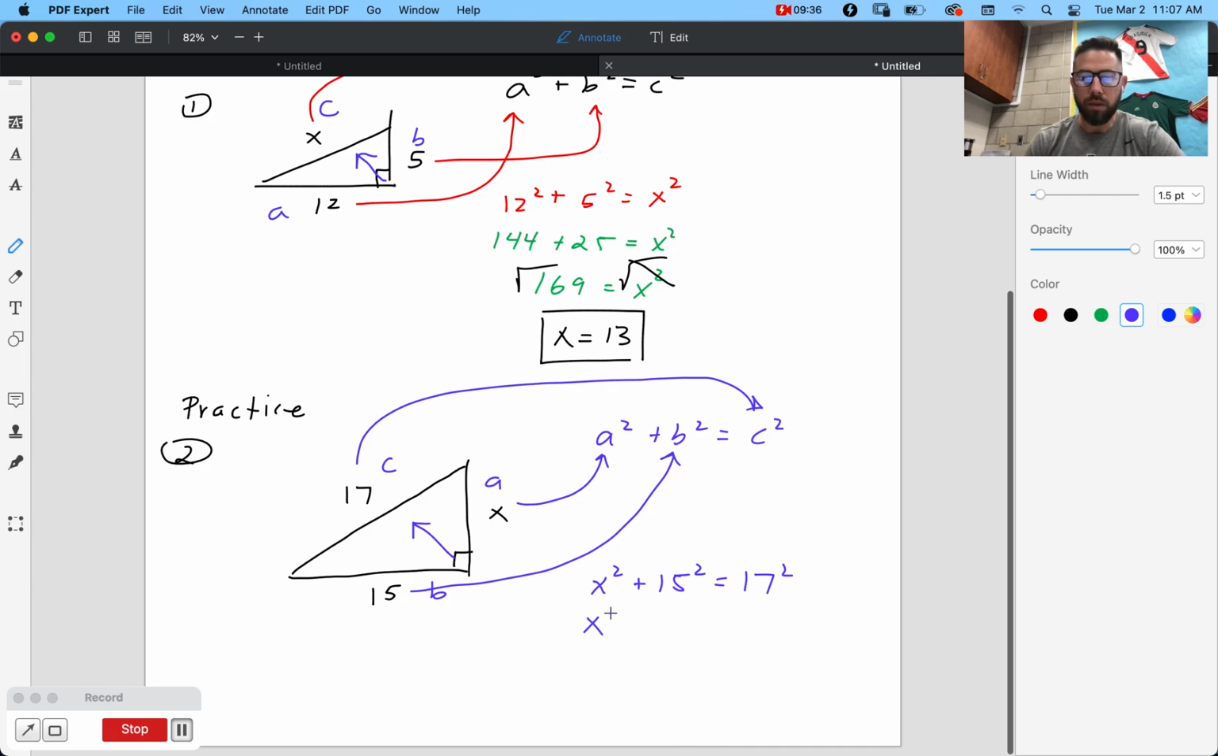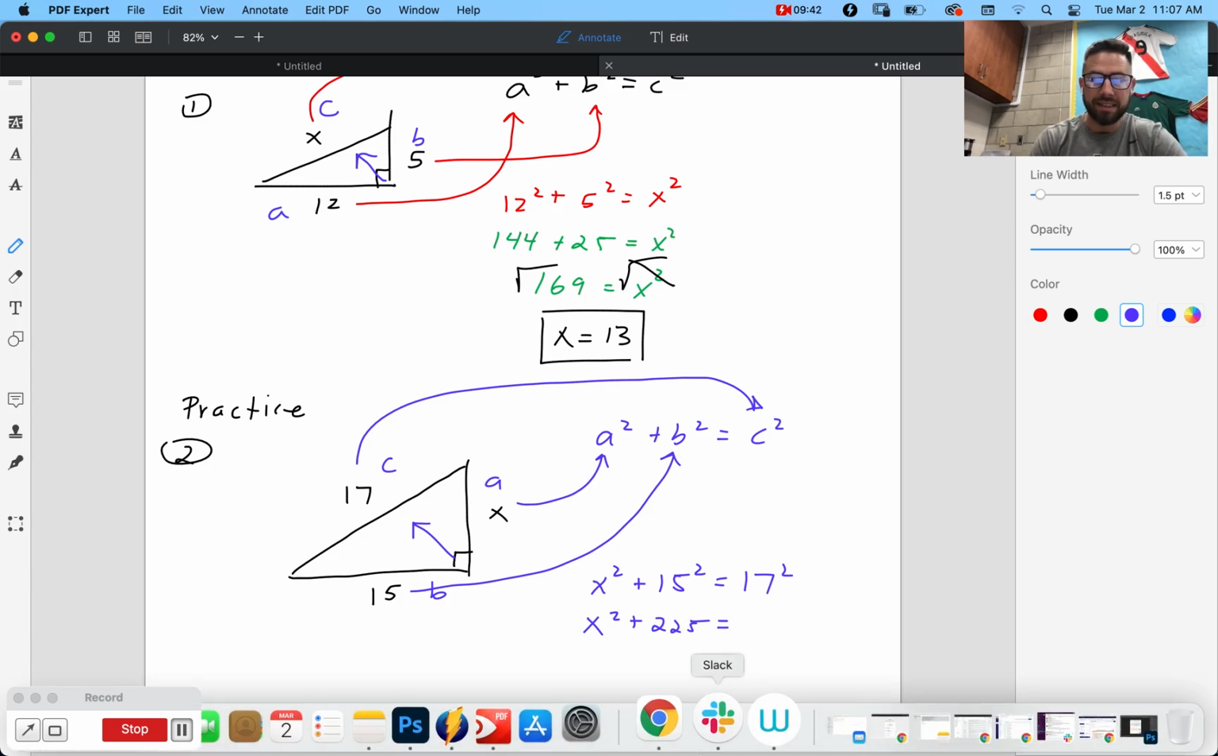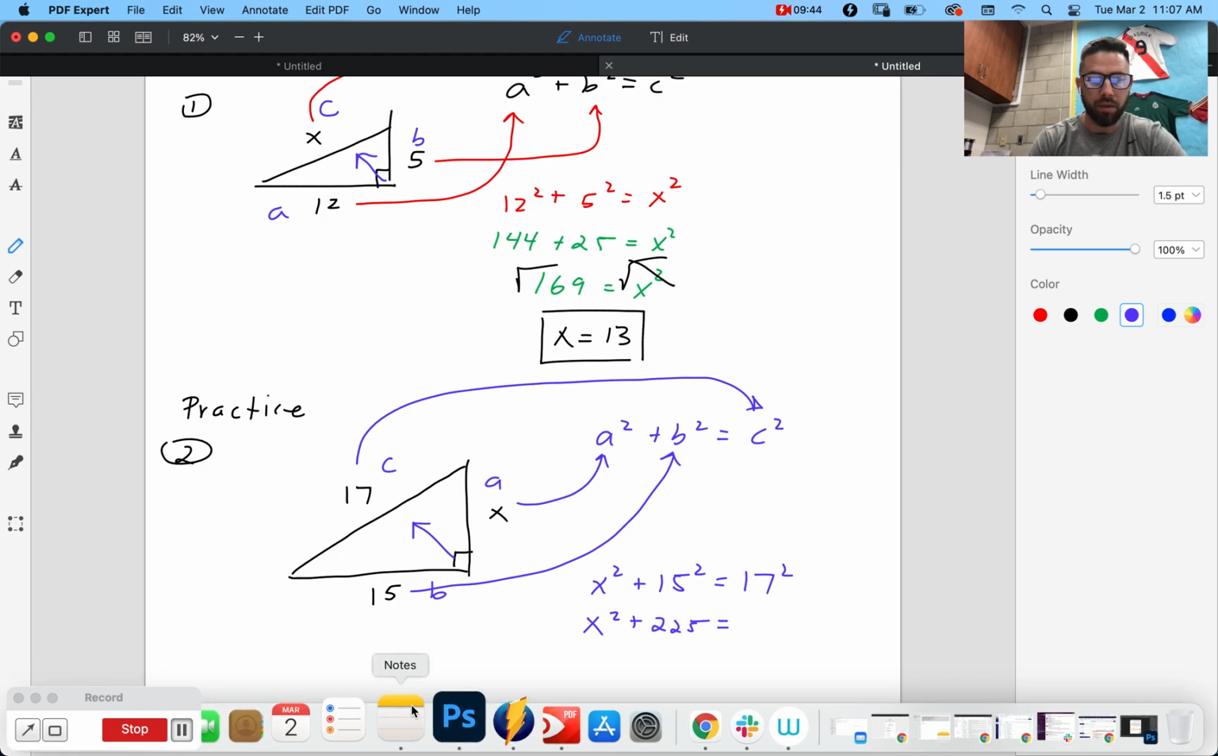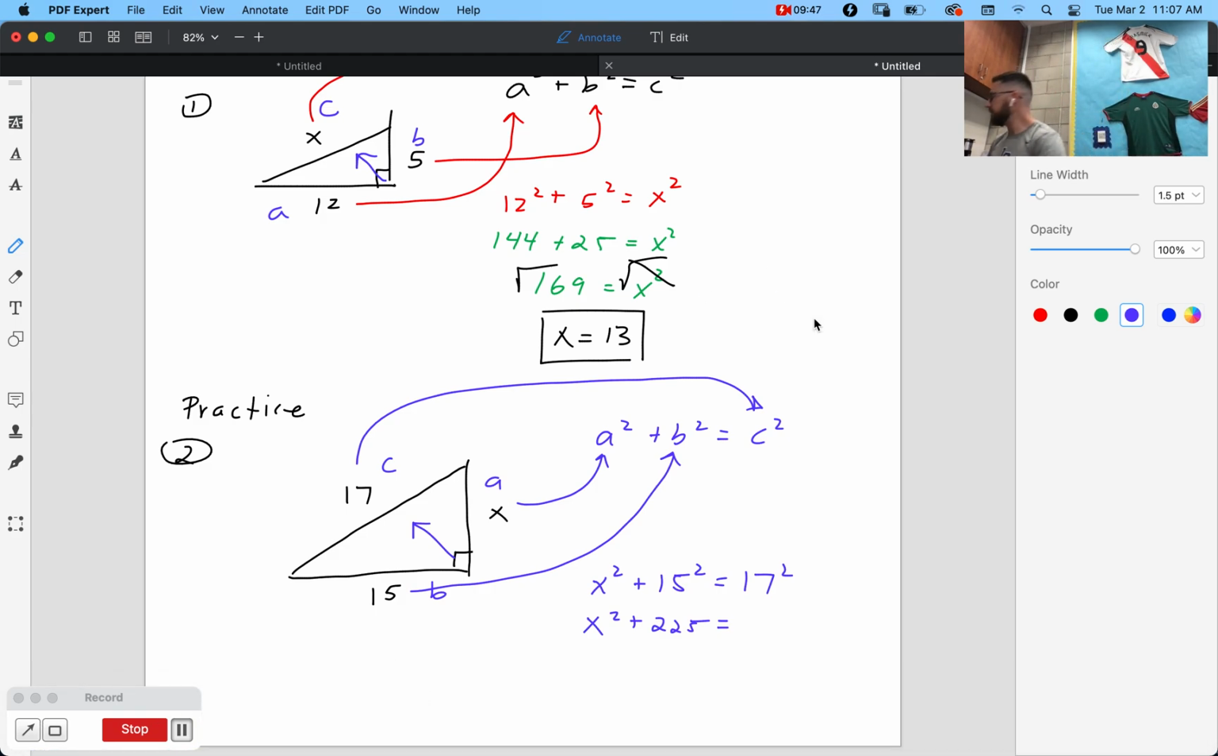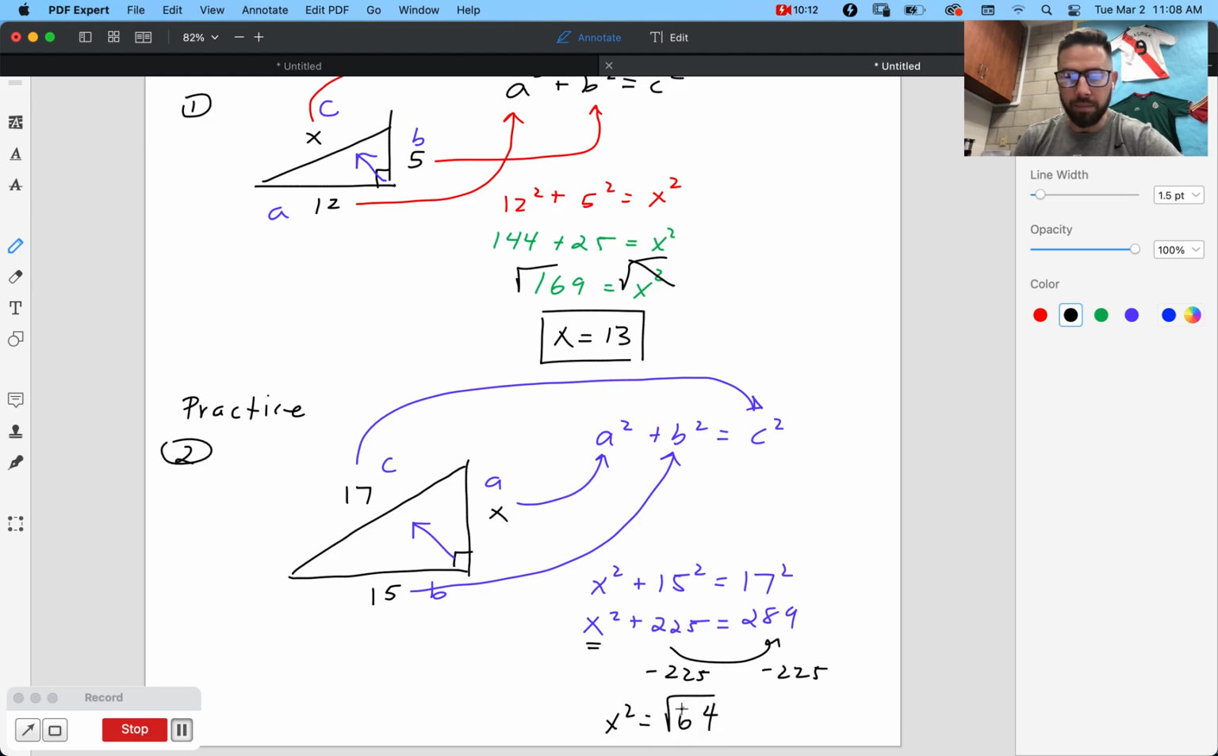Okay, now, I know 15 squared is 225, but I don't know what, let me get my calculator. I don't know what 17 squared is. So that's an issue for me. 289. All right, 289. We need to get the x squared by itself, which means I'm going to subtract 225 from both sides, and we get x squared equals 64. Last step is square root, x equals 8.